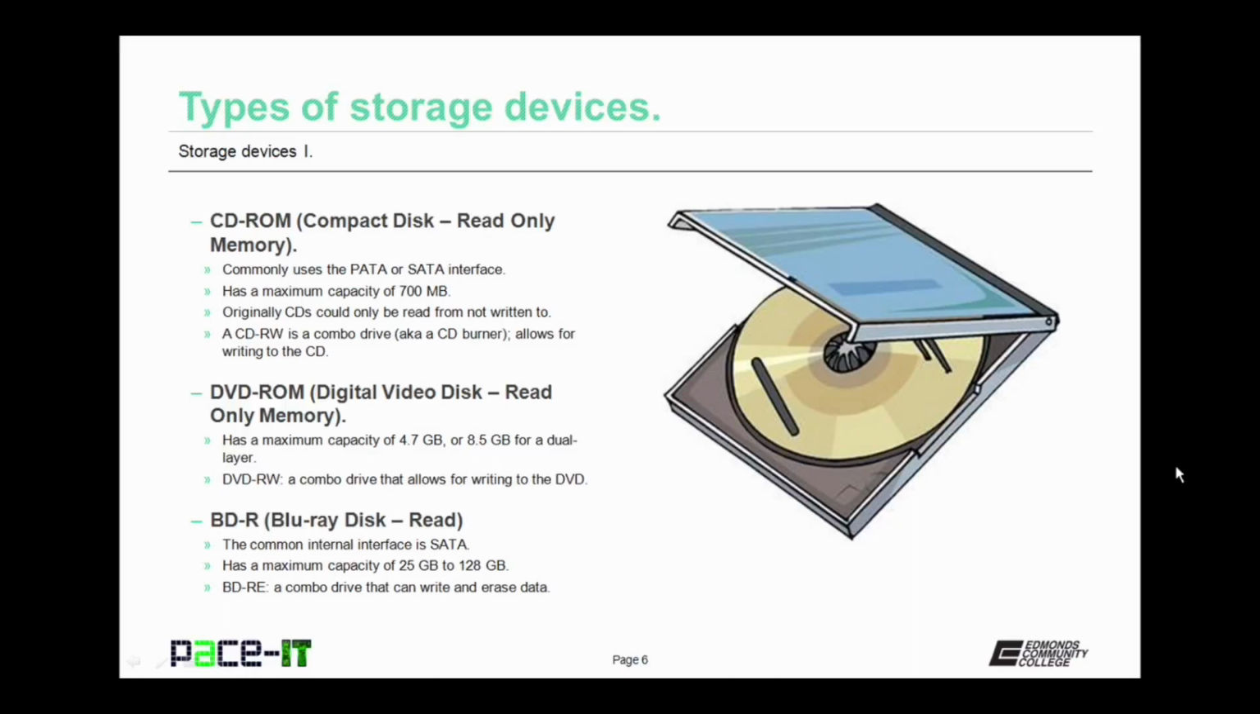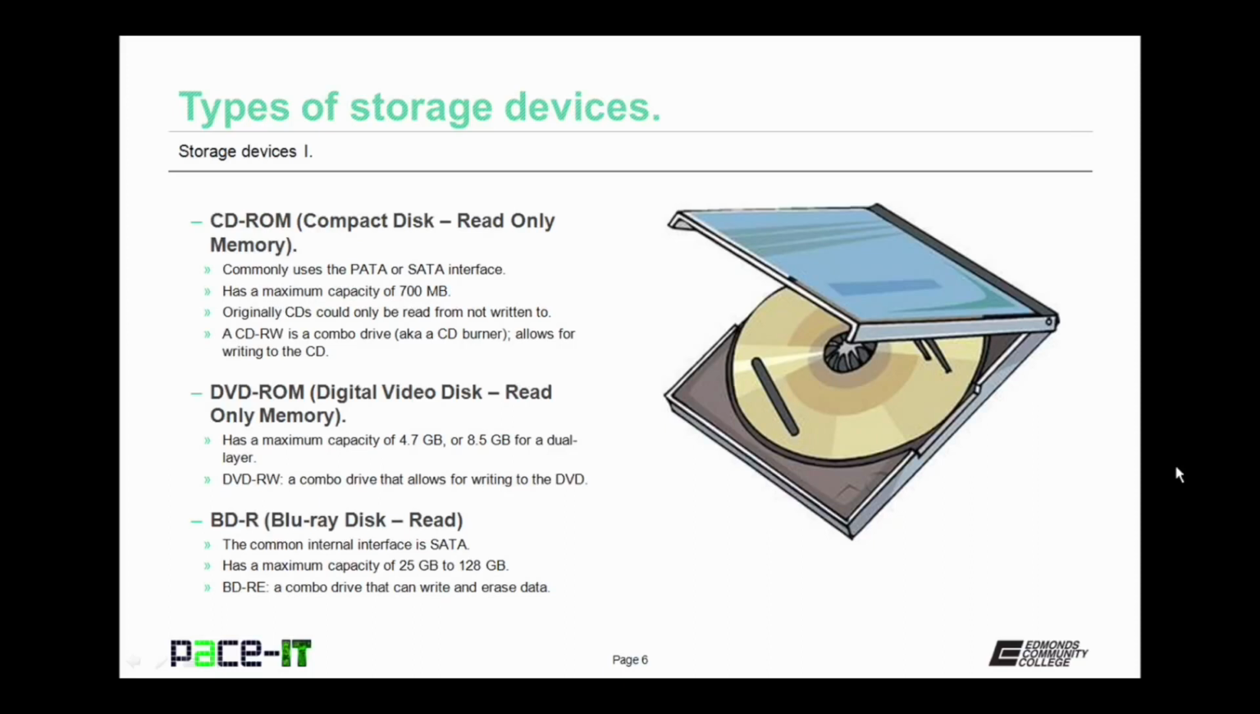And of course, technology marches on, and we came up with the DVD-ROM, the digital video disc read-only memory. Now, it has a maximum capacity of 4.7 gigabytes in its single-layer format, and 8.5 gigabytes for a dual-layer format DVD. Now, DVDs also came out in the DVD-RW. Just like the CD-RW, it's a combo drive that allows for writing to the DVD.